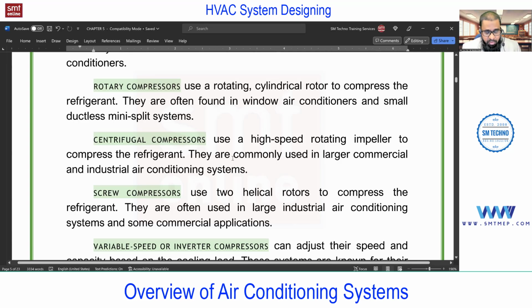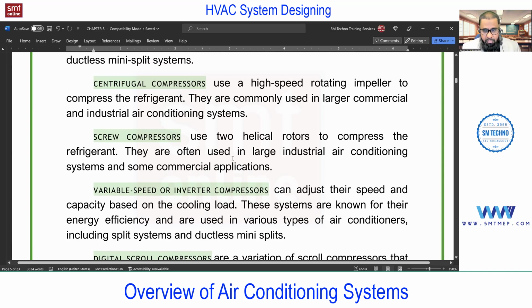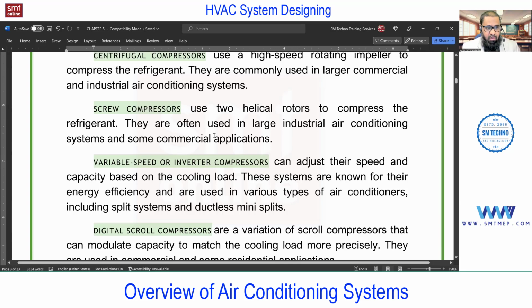Next, centrifugal. Remember, centrifugal is for higher capacity units, not for small units. For a small window or split unit, you'll not find this. You'll find it in large commercial air conditioning, like a water cooled chiller for higher capacity up to 6000 TR. Next, screw compressor. If you compare the screw with the centrifugal, you can expect the maximum capacity from the centrifugal. In a screw compressor you'll find two screws, and by rotating the screws, the refrigerant is supplied in between for compression.